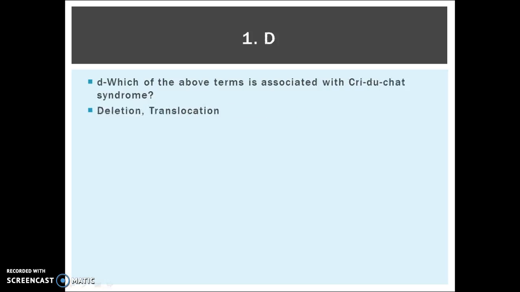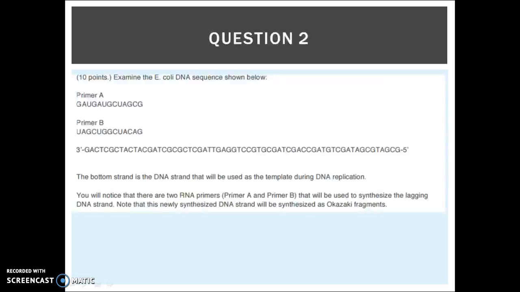And 1D. Which of the above terms is associated with Cri-du-Chat syndrome? And that's deletion and translocation. And 1E. Which of the above terms is associated with type A hemophilia? And that's inversion and duplication.